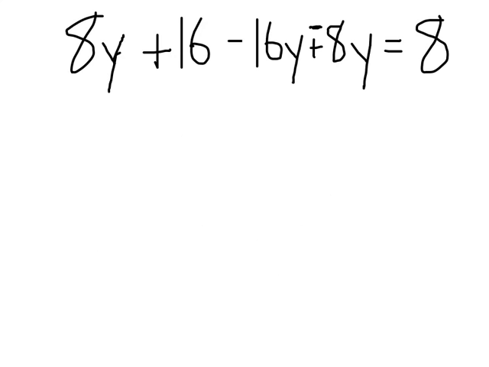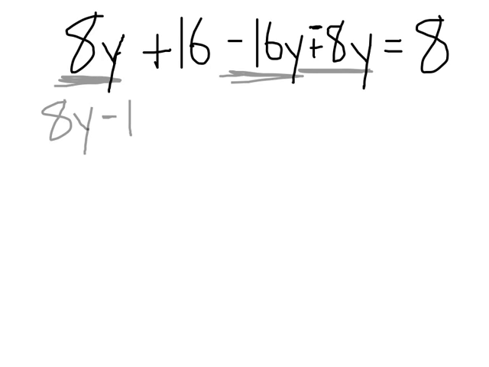Let's do another one. All right, 8y plus 16 minus 16y plus negative 8y equals 8. Well, again, first thing I'm going to do is go ahead and combine like terms. Now, since I have a lot of like terms here, I'm going to actually rewrite them so they're next to each other so it's easy for me to see how I go left to right. So I'm going to underline all my variables and rewrite them below.